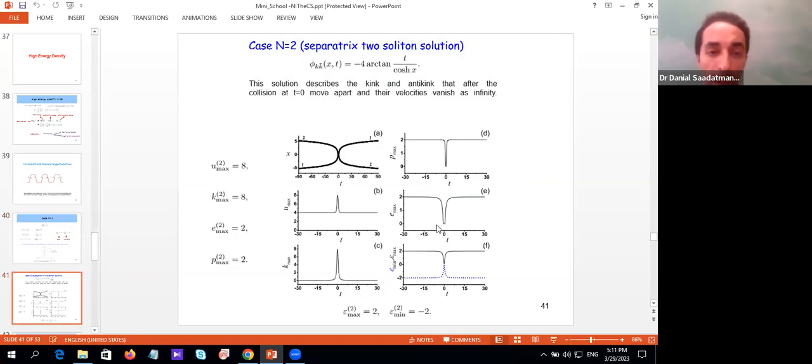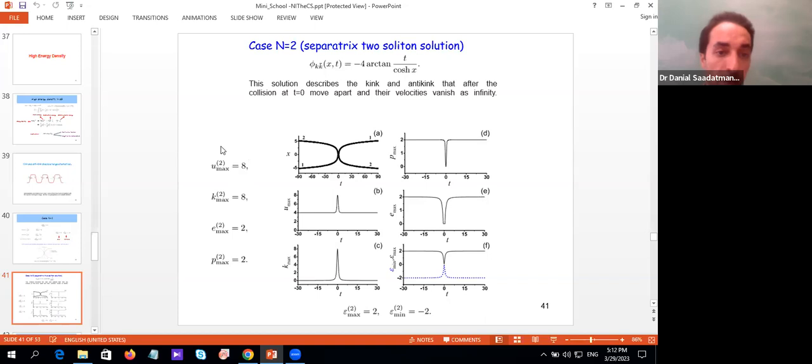For 2 kinks, the exact 2-soliton solution of the Sine-Gordon model is known. Here we have a separatrix 2-soliton solution. This solution describes the kink and anti-kink that after the collision at t equals 0 move apart and the velocity vanishes at infinity. In fact, we can calculate those maximal values for the 2 kink collision because we have the exact solution, and it is easy to calculate the exact values of these numbers. I have calculated them here.